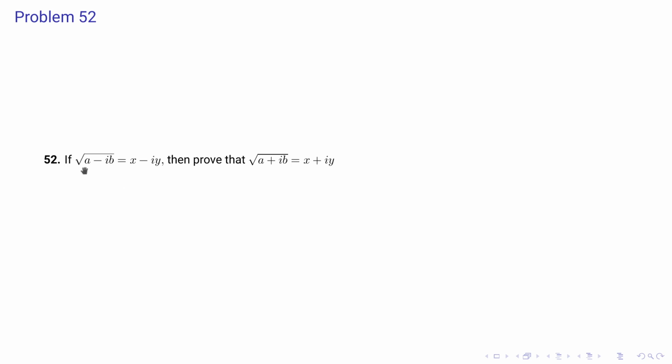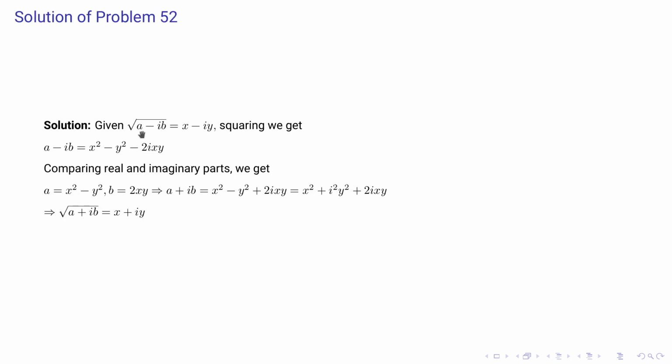Problem 52 says that if square root of a minus ib is equal to x minus iy, then prove that square root of a plus ib is equal to x plus iy. So we square the given equality. We get a minus ib is equal to x square minus y square minus 2ixy. So we compare real and imaginary parts. We get a is equal to x square minus y square and b is equal to 2xy.